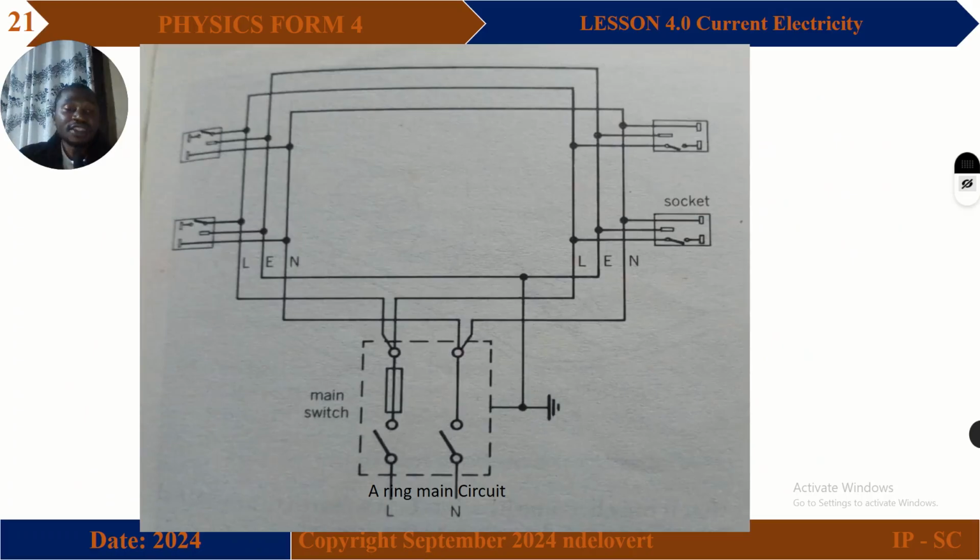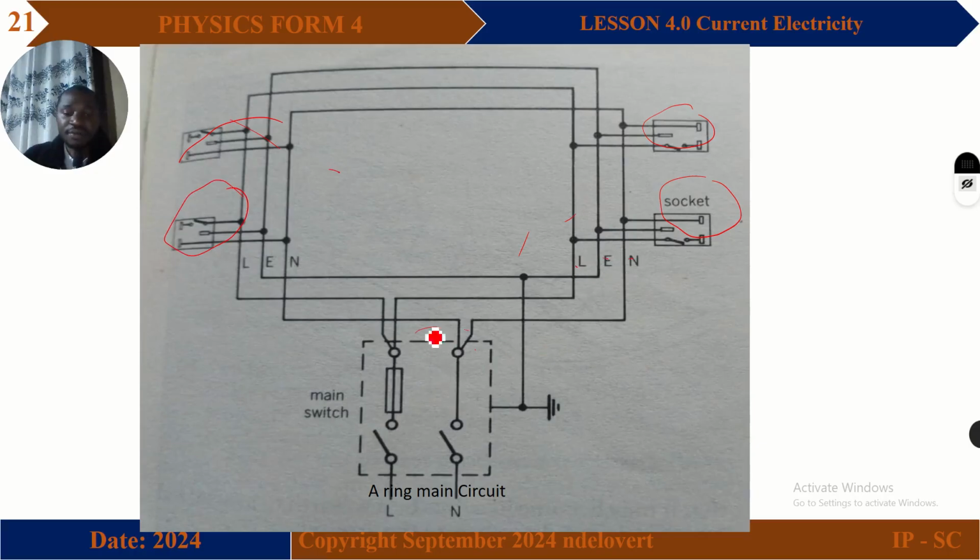And what's the advantage of this system? First, this is how it looks. You see these are sockets, which are the outlets, we call them outlets. These are other ones here, this one, and this one, the different outlets. So we have the main switch, and here you have the live, the earth, and the neutral.